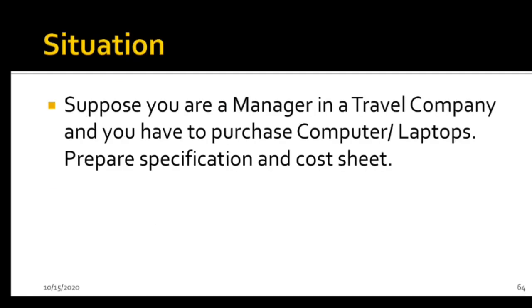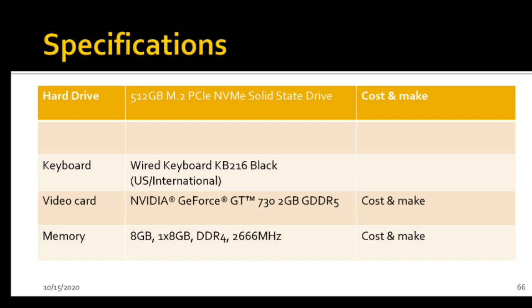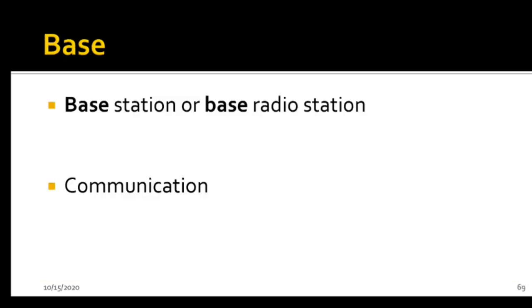Suppose you are working as a manager in a travel company and you have to purchase a computer or laptop. So you have to prepare a specification and cost sheet. Here on the screen you will find different components like CPU, RAM, display, keyboard, and operating system. You can work out the cost and decide which make you want to purchase. Then hard drive, keyboard, video card, and memory. These things we will discuss in detail in the next video.